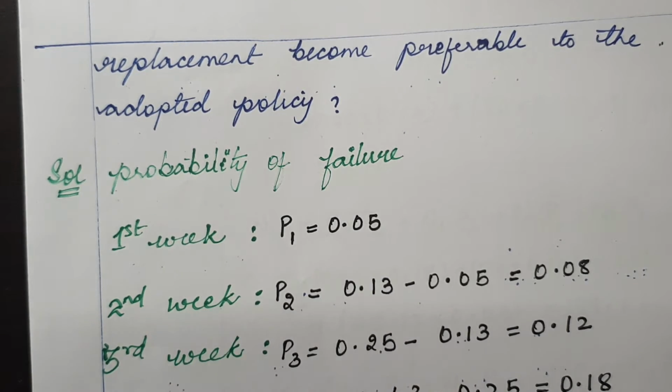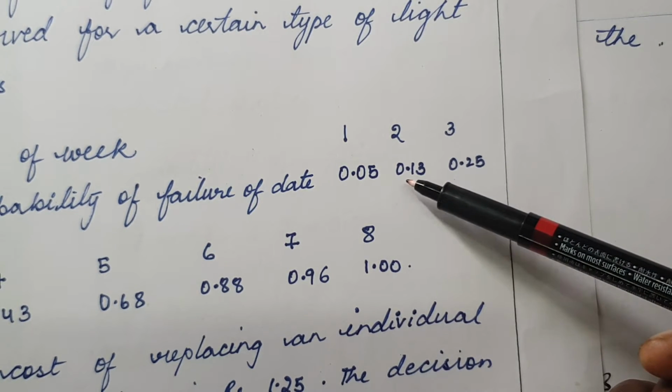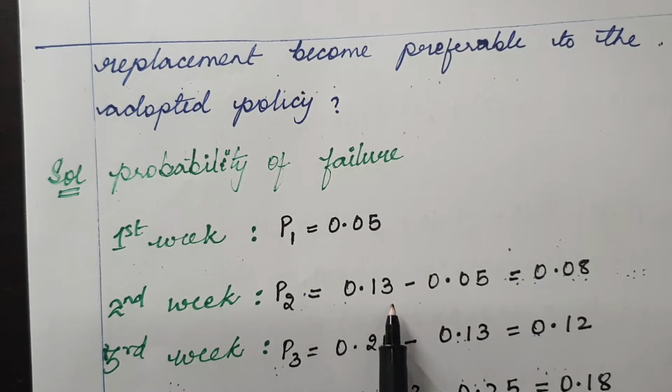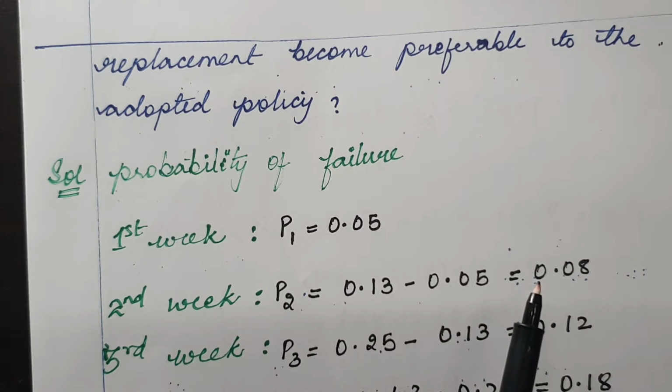In the second week how much probability is given? As you can see, 0.13. To find the exact second week probability, you have to subtract the first week probability: 0.13 minus 0.05. If you subtract the previous week's probability, then you get the present week's probability. So the second week probability is 0.08.